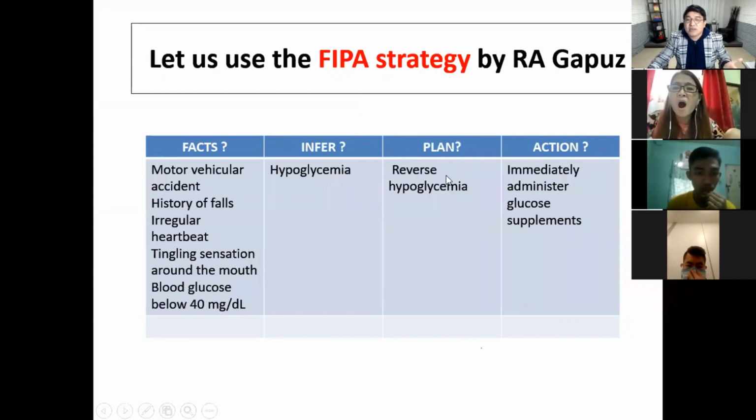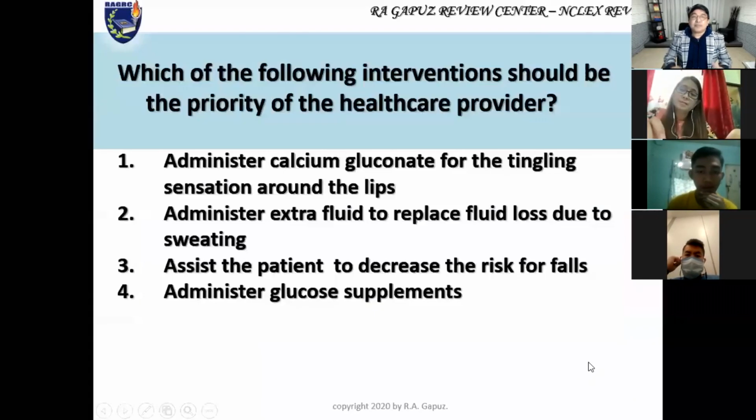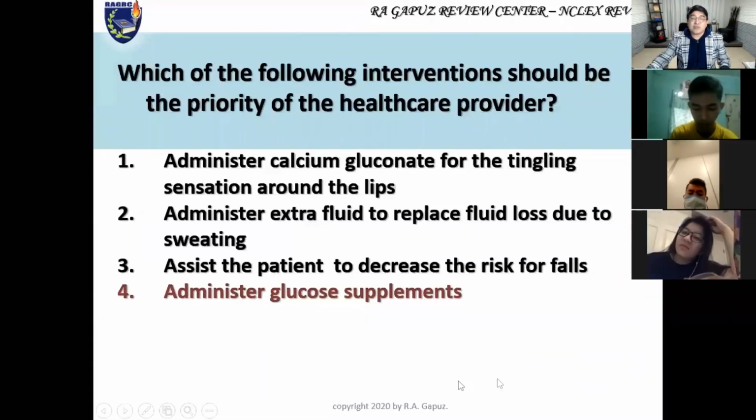Your priority? The goal is to reverse hypoglycemia. Okay, and then what is your action? Immediately administer glucose supplements. Always remember to treat the facts as a syndrome. Make sense of the facts, create a story in your mind, and map it out. Okay, so let's move on. If you go back to this question again, simply the answer is to administer glucose supplements.